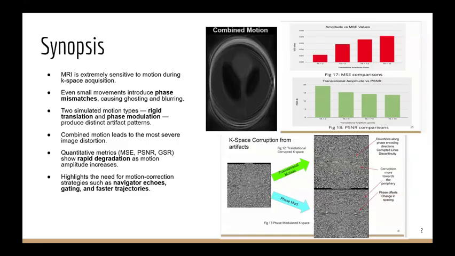to highly distorted images. We also quantified the degradation using metrics like MSE and PSNR, which worsened significantly as motion amplitude increased, demonstrating MRI's extreme sensitivity to even small movements. Finally, we reviewed real-world correction methods such as navigator echoes, gating, and faster sequences like PROPELLER. Overall, our project highlights why motion is the most common real-world MRI challenge and emphasizes the importance of both simulation and correction strategies in improving clinical image quality.